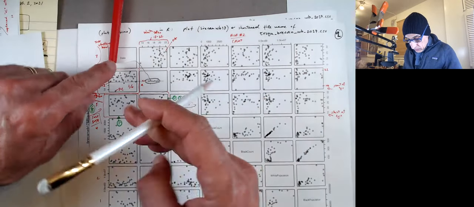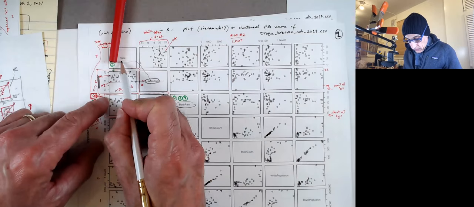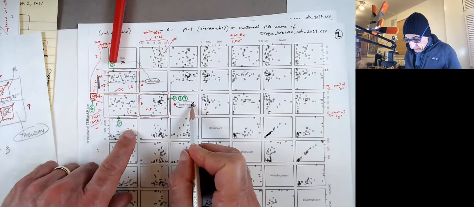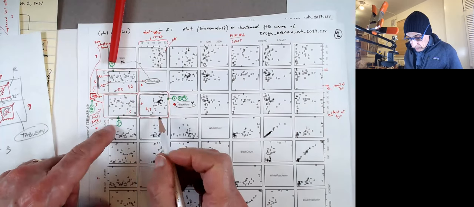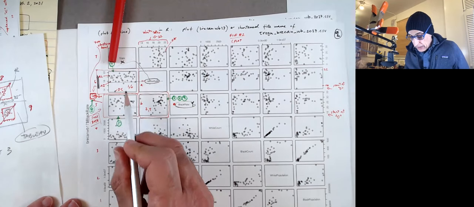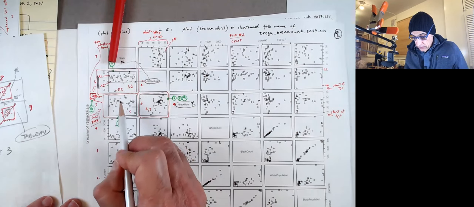You bring these labels this way until you define what that graph is. So this graph is showing the states on the X, and it's showing the black rates on the Y, because I'm going this way, right? And so this is for the black and this is for the white. So that's number 4, this is number 5.